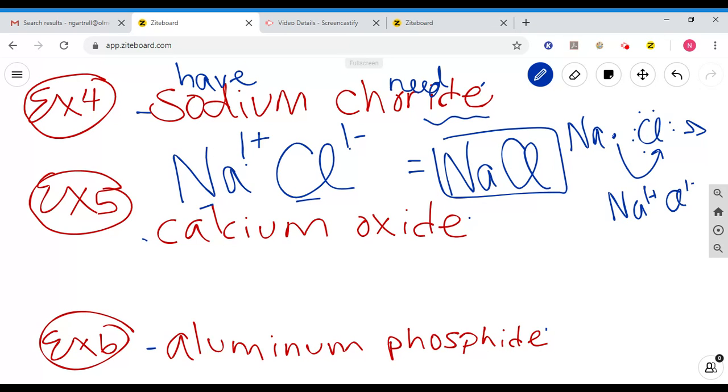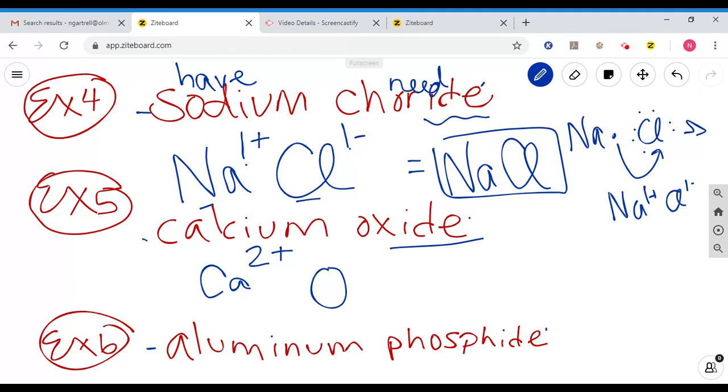All right, so the next one is calcium. Calcium is Ca. All right, pause the video if you need to find it on the table. Calcium is in group 2. So it has 2. Oxide is really the element oxygen. All right, so it's O.